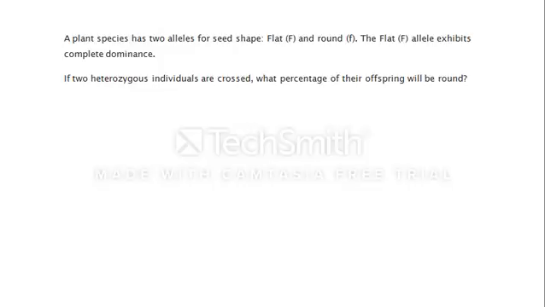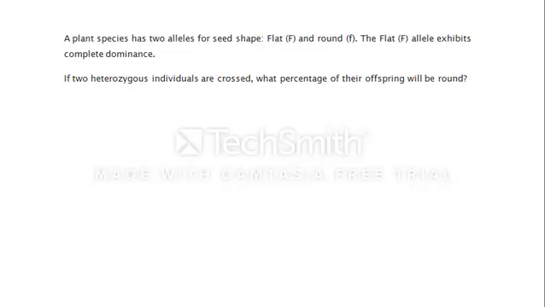Everyone. Today we are going to continue our unit on genetics and heredity, and we are going to apply Punnett squares to solve a problem. So I'm going to take you through the problem solving steps in this basic problem, and then you can apply these techniques to other problems involving Punnett squares and heredity. So let's take a look at the problem here.